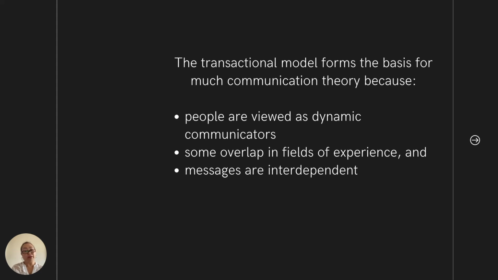The transactional model forms the basis for much communication theory because people are viewed as dynamic communicators rather than simple senders or receivers. There must be some overlap in field of experience in order to build shared meaning, and messages are interdependent.